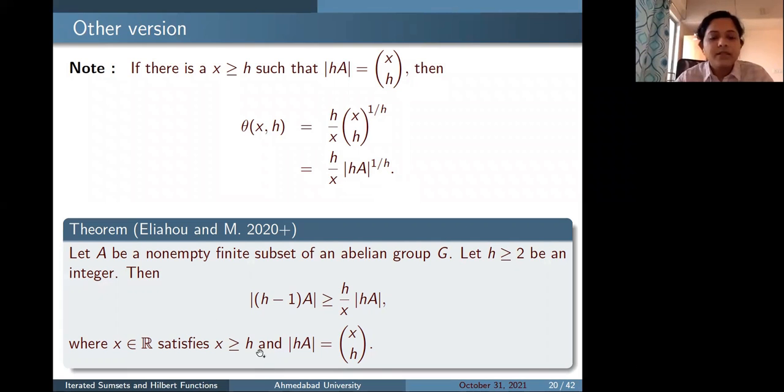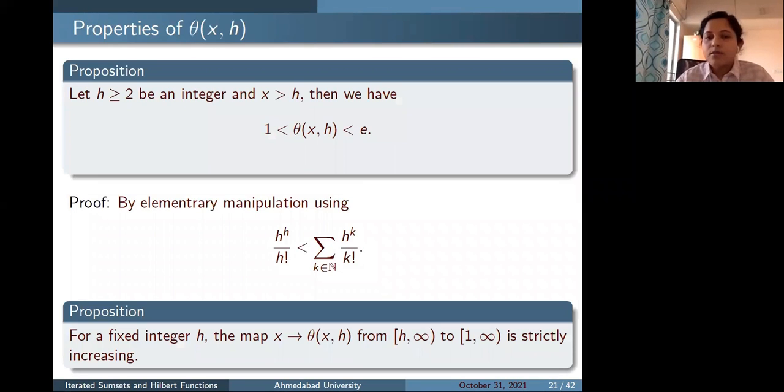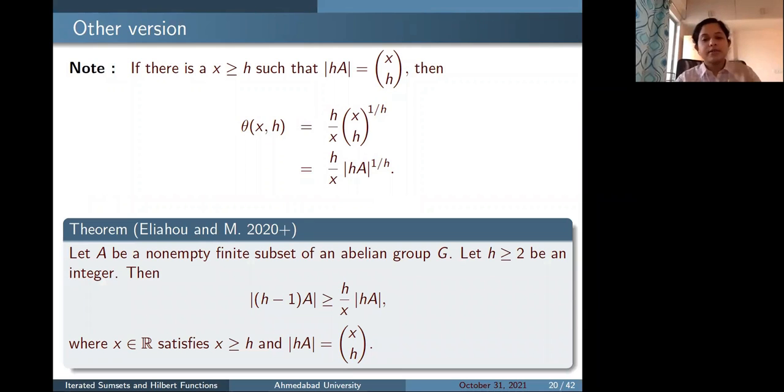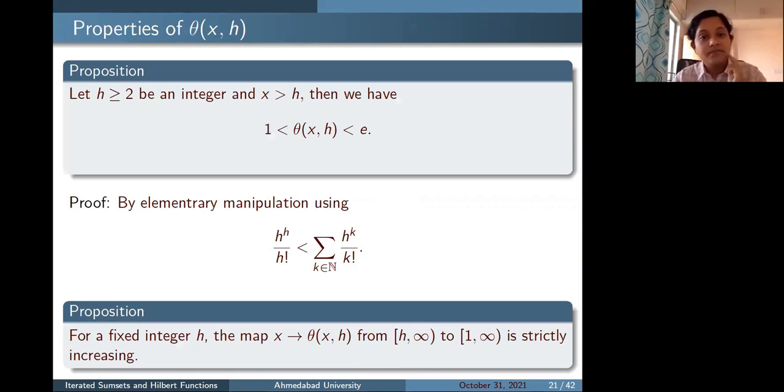Clearly, here x is a real number satisfying cardinality of h to be xh. Now let's talk about the properties of theta, some other properties. It has very nice properties. One of the properties is that whenever you take x to be strictly greater than h, we will always find the value of theta lying between 1 and 2.